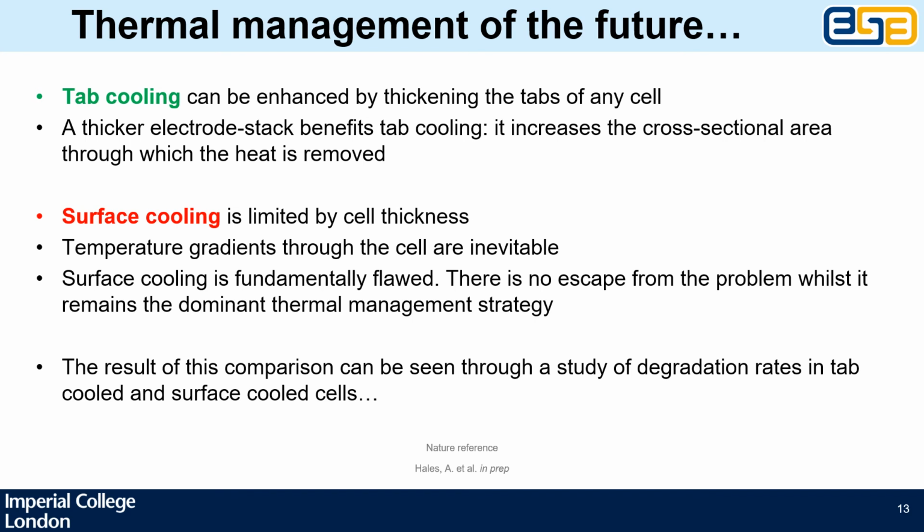We will continue to see very large and thin pouch cells cooled through a single surface. Every cell will have a ceiling on its lifetime, which will not be breached until the inherent temperature gradients are somehow reduced or eliminated. We strongly believe that tab cooling is the answer.